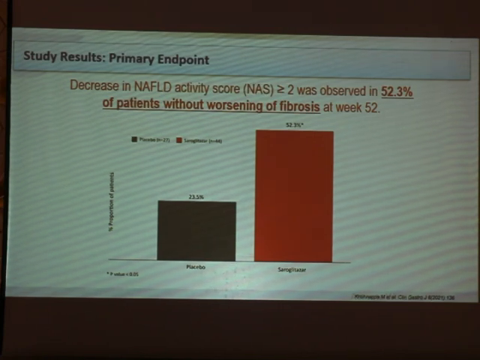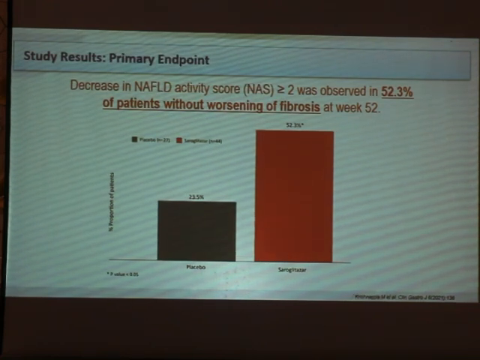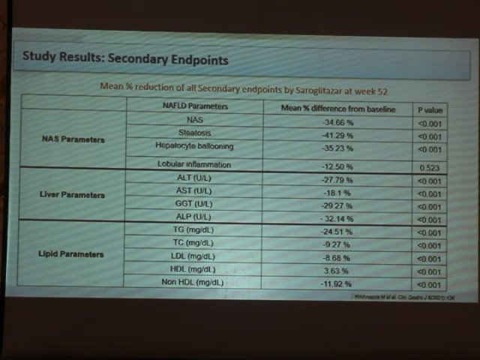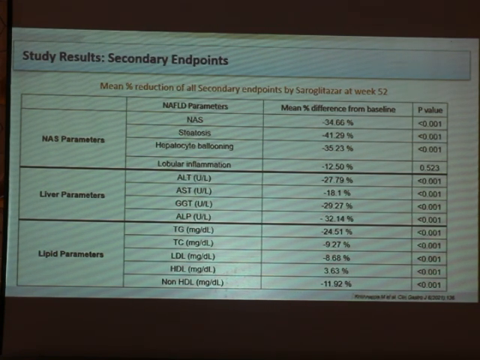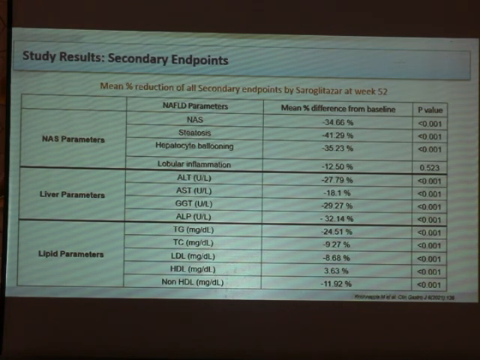So for the primary endpoint, a decrease in NAFLD activity score of more than 2 was observed in 52.3% of patients without worsening of fibrosis at week 52 compared to placebo. And the p-value was significant over here, less than 0.05. And when we look at the secondary endpoints as well, the mean percentage reduction of all secondary endpoints by semaglutide at week 52 was significant, whether it was steatosis or hepatocyte ballooning, or the liver enzyme levels, and the lipid parameters as well, as you can see in the slide here.